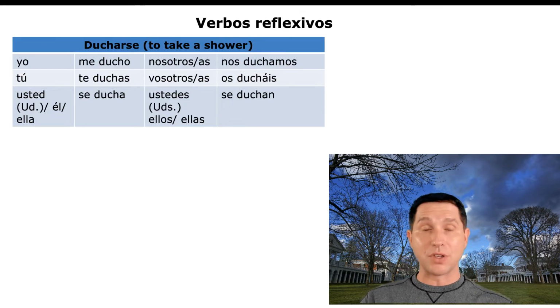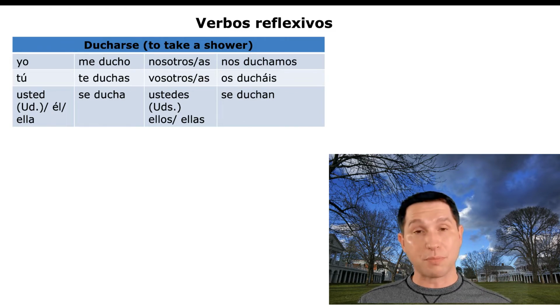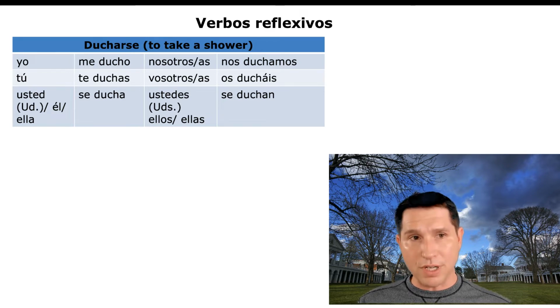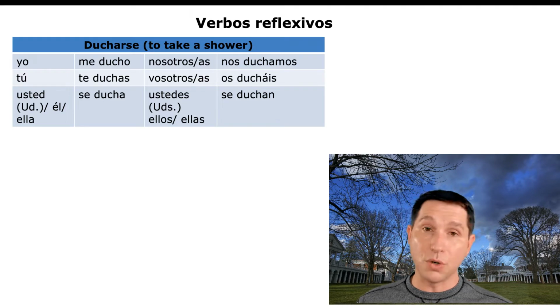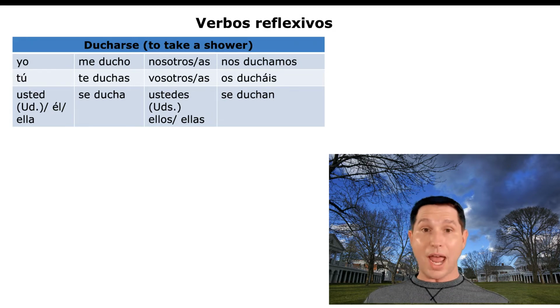Verbos reflexivos. As you've learned in the previous models, the subject pronouns are often omitted because the verb conjugation indicates the person or the subject of the verb. Subjective pronouns may be used for clarification or for emphatic reasons. For this reason, we'll go over the subject pronouns again. Yo me ducho. Tú te duchas. Usted, él, ella se ducha. Nosotros, nosotras nos duchamos. Vosotros or vosotras os ducháis y ustedes, ellos or ellas se duchan.